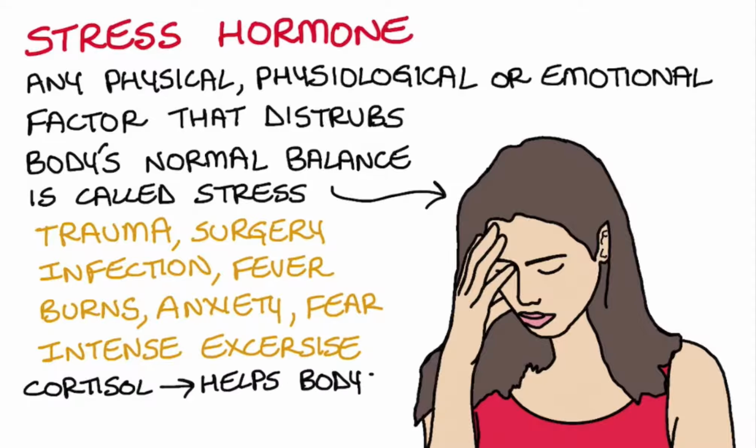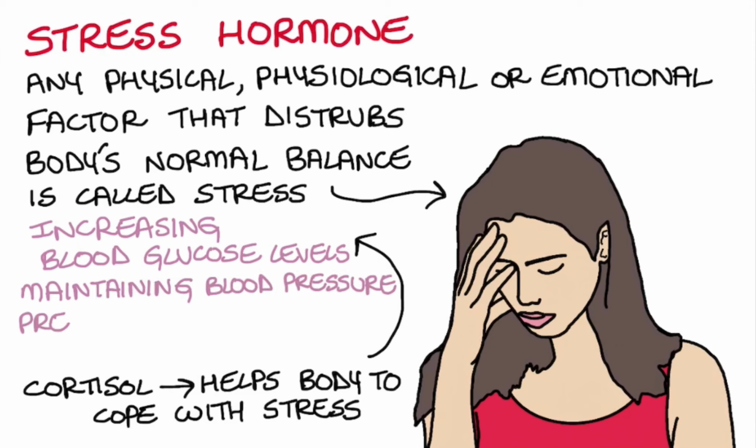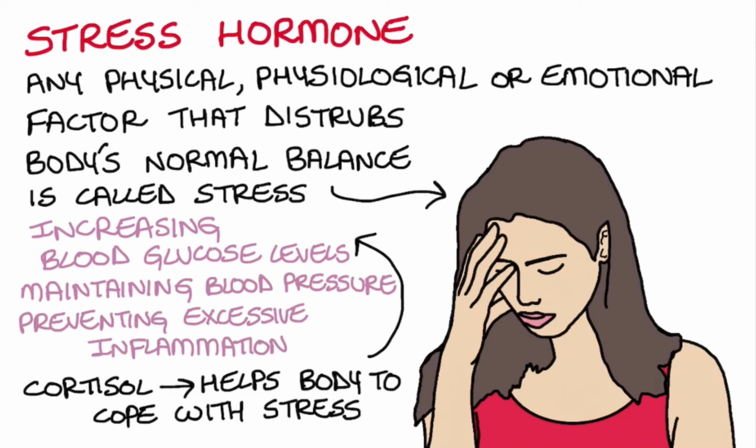Cortisol then helps the body to cope with stressful situation by increasing blood glucose levels, maintaining blood pressure, preventing excessive inflammation, etc. Thus, cortisol acts as the body's survival hormone, preparing the body to adapt and overcome stressful situation. For this reason, cortisol is regarded as the stress hormone.